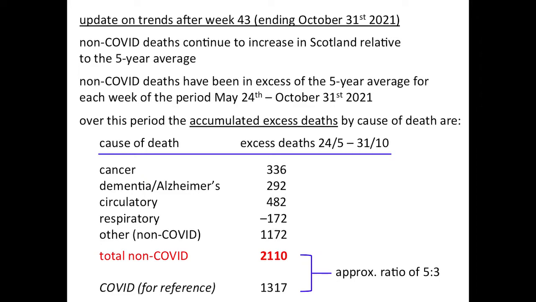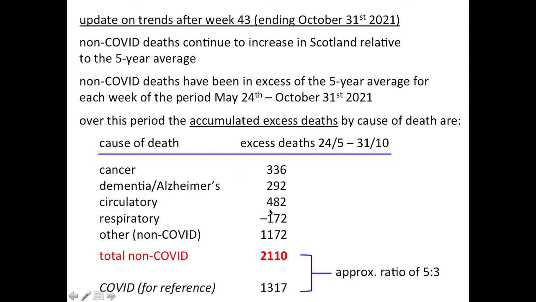Most worrying of all, I would say, is the category other, which does not include COVID but also does not include these other 4, and so is a miscellany of many other causes of death, which would include accidents, drug overdose, suicide, and so on. As I pointed out, for all but 3 weeks in 2021, this category has shown excess deaths, and if we look only at the period, weeks 21 to 43, there have been 1,172 excess deaths in that category of cause of death alone.